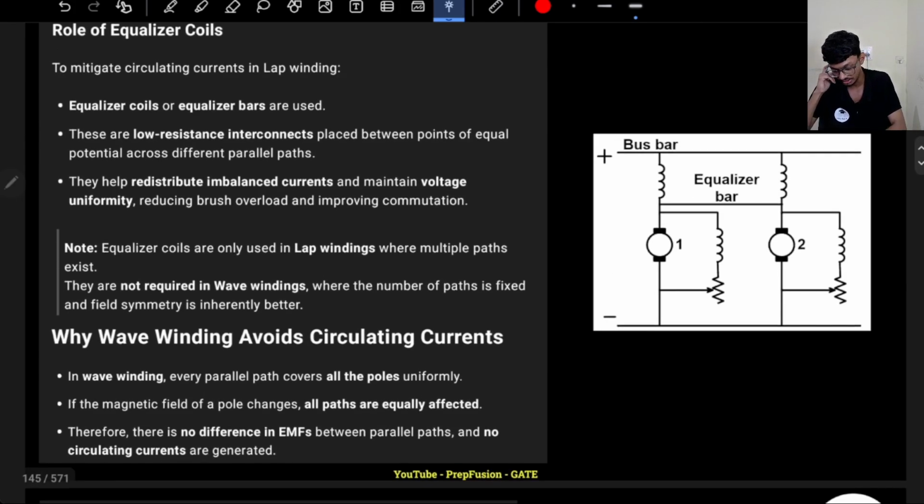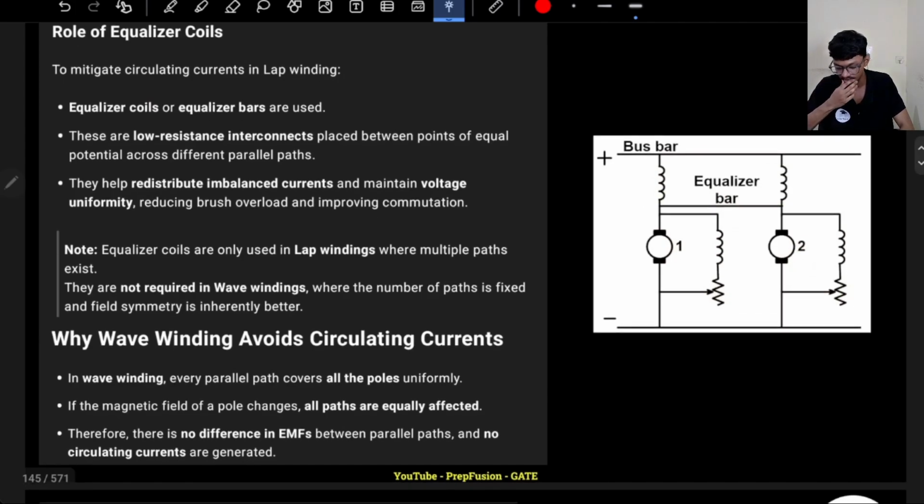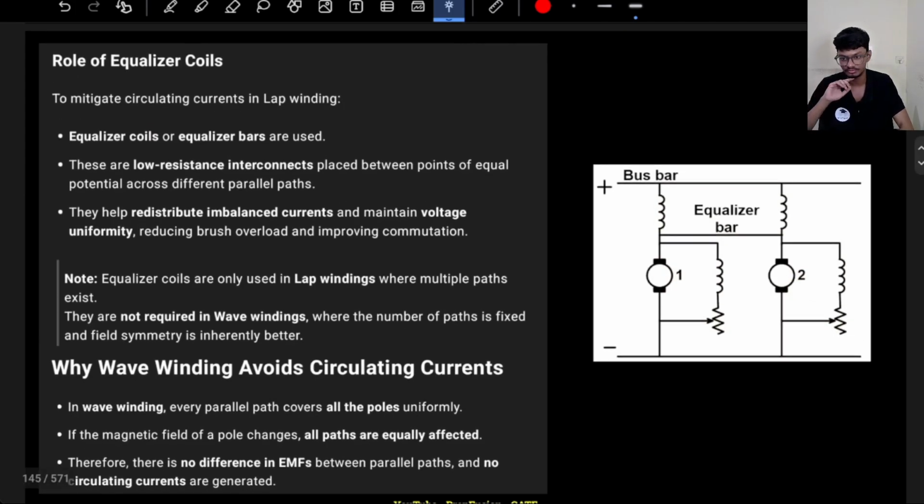These are called equalizer coils or equalizer rings. You can see we are just connecting these two points, shorting them, so that whatever circulating current is flowing, it flows in this loop and not through the outer coils. We have some protective circuit there, so that can allow the circulating current to flow. So that is the advantage, the solution to whatever we discussed.